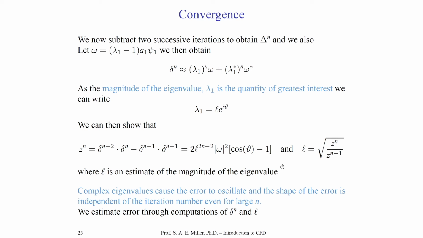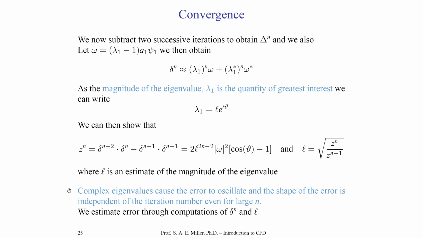You'll see that complex eigenvalues cause the error to oscillate, and the shape of the error will be dependent on the iteration number even for large n. You might wonder why in an introductory CFD class I've shown you this complex error analysis. For now, it's not important that you know every particular detail, but what you'll see in your CFD solvers that are solving the Navier-Stokes equations and their variants is that, of course, you'll see oscillations in the residual. When you see oscillations of the residual, you'll know that you have complex eigenvalues in your particular system at that particular iteration or time. And that's very interesting, and it's an explanation for a phenomenon that many students ask about.